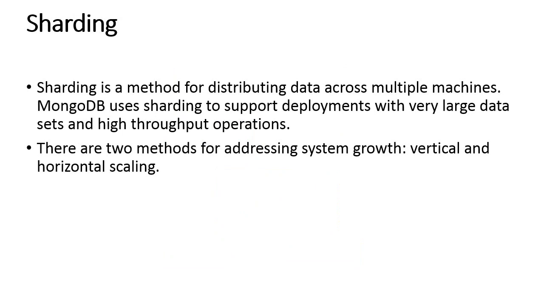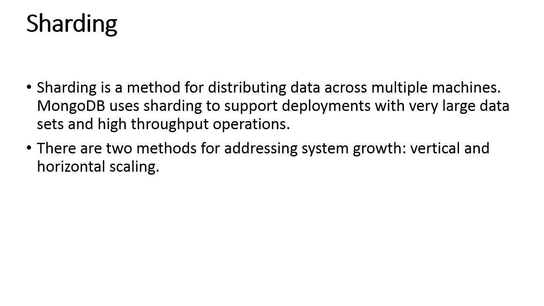The next concept is very important as far as big data is concerned, called sharding. Sharding is a method for distributing data across multiple machines. This is suitable for distributed environments. MongoDB uses sharding to support deployments with very large data sets and high throughput operations. When you are very much concerned about velocity, sharding in MongoDB is the best option.